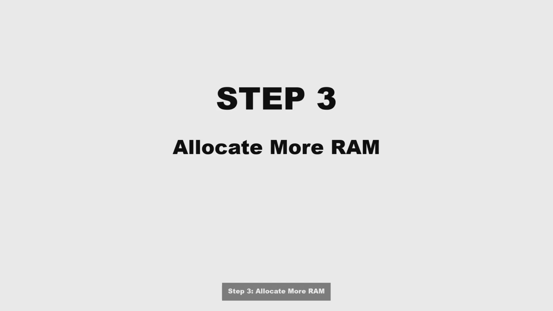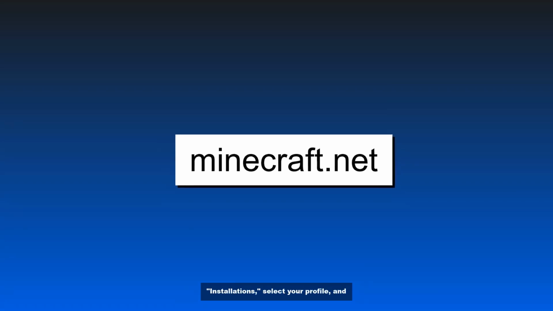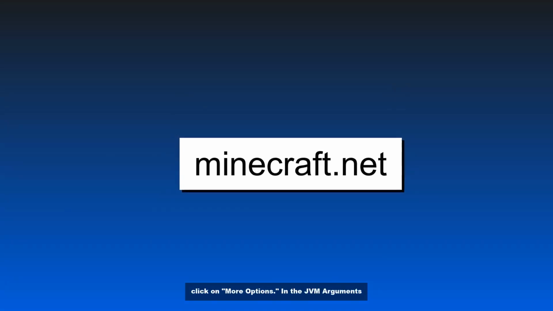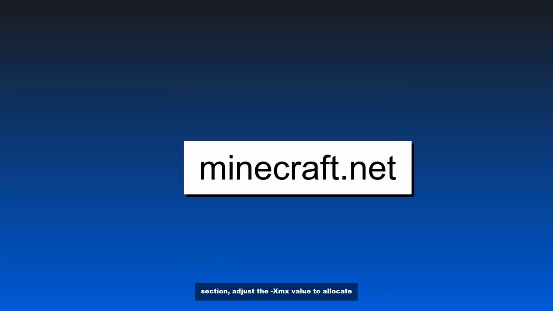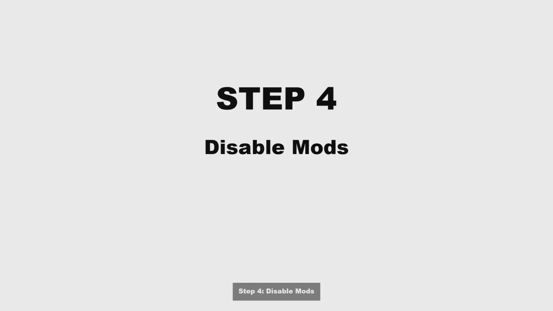Step 3. Allocate more RAM. Open the Minecraft launcher, go to Installations, select your profile, and click on More Options. In the JVM Arguments section, adjust the Xmx value to allocate more RAM to Minecraft, which can help with performance and stability.